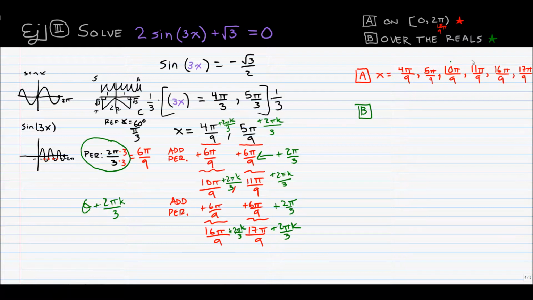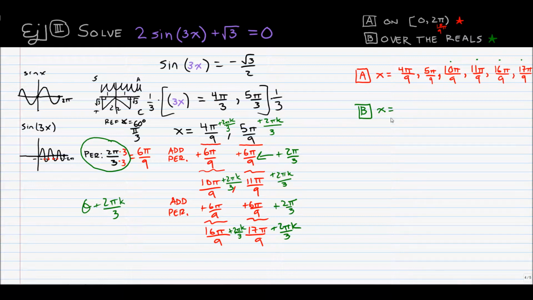Like this angle, this angle, this angle, and this angle are related to one another, to our original 2 angles, by adding that period of 2 pi over 3. So in fact, for our last piece, for our answer over the reals, we don't even need to include those guys, because those are just included repetitions. Writing this would be redundant, and it would again make you look like a noob.